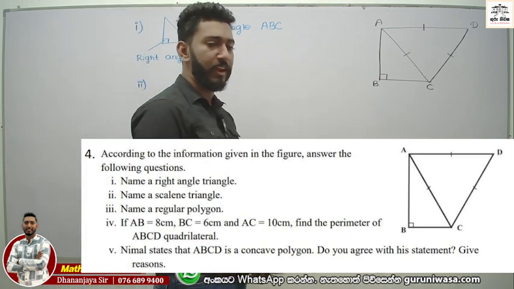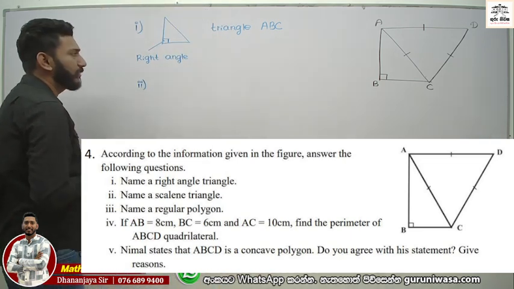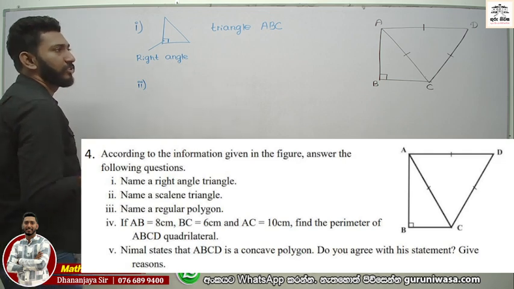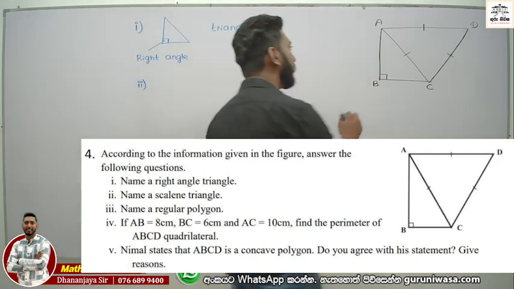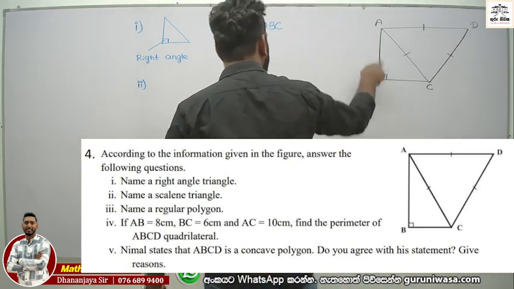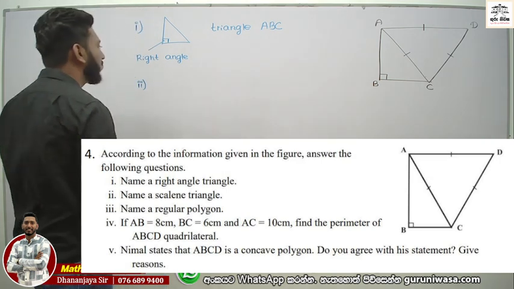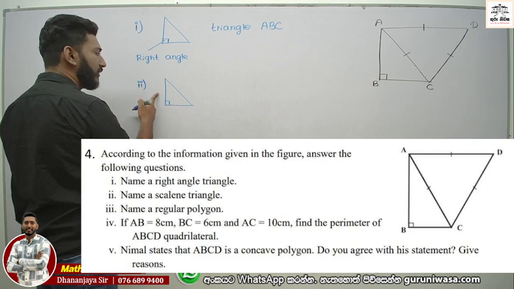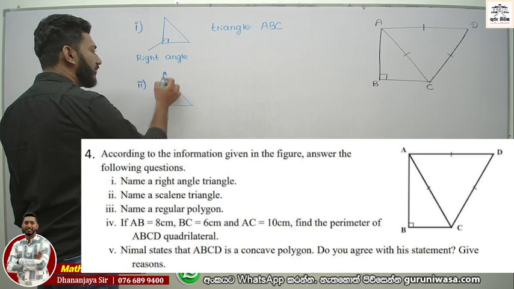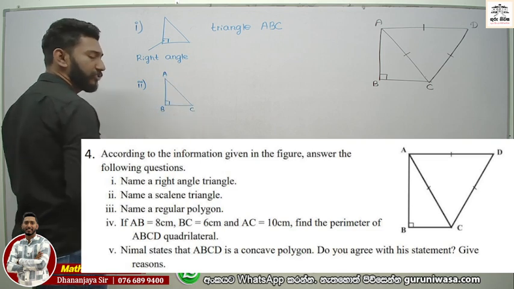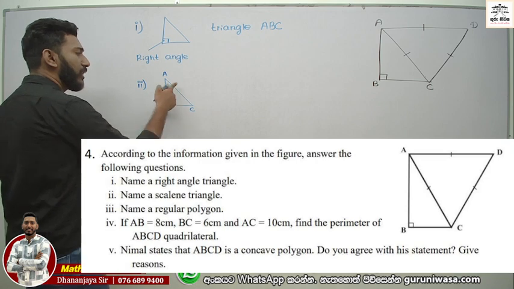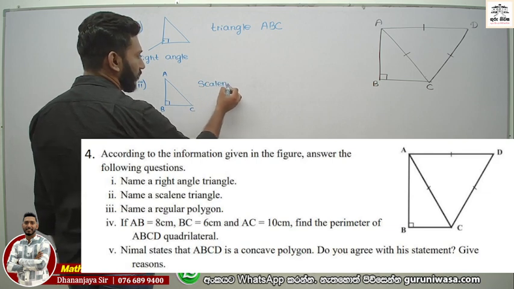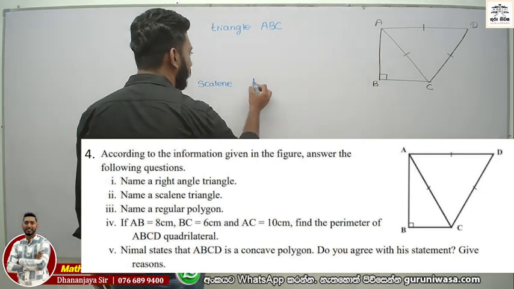Name a scalene triangle. What is a scalene? All three sides are different in their lengths, right? They are not equal. Among the triangles here, the right angled triangle can be given that name. That is a scalene triangle. Look at this one, this one, this one. These three are different. They are not equal. Therefore, this one is scalene.